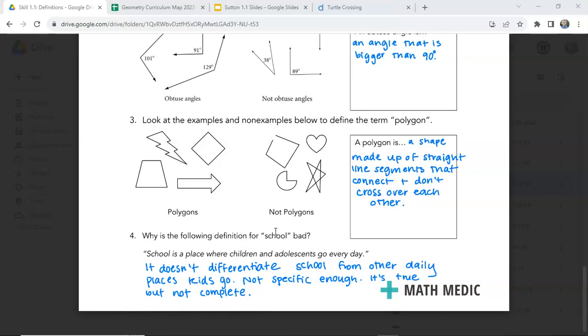Why is the following definition for school bad? School is a place where children and adolescents go every day. It doesn't differentiate school from other daily places kids go. Not specific enough. It's true, but not complete. I wouldn't even necessarily say it's true because you don't go to school every day, right? You only go on weekdays and you don't go during the summer. So this is a pretty incomplete definition of school. So that is what we have for you in terms of notes.